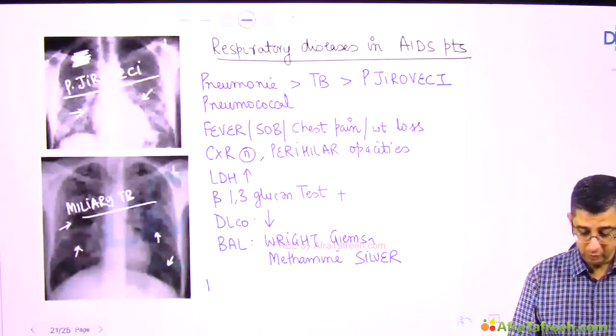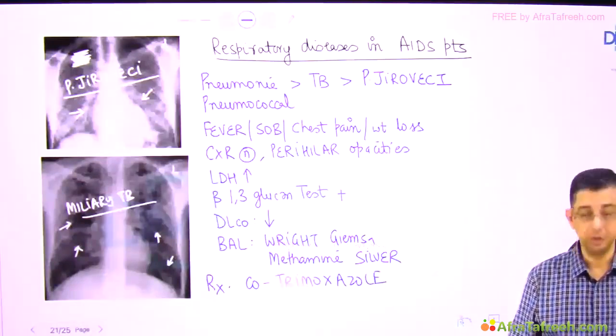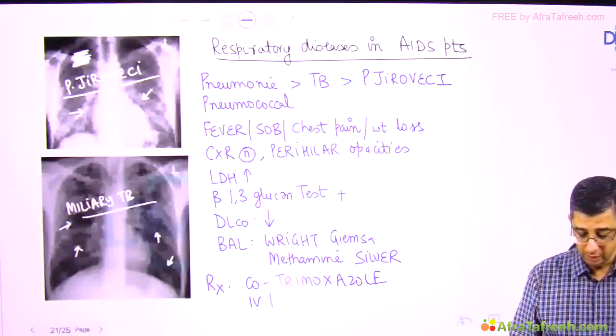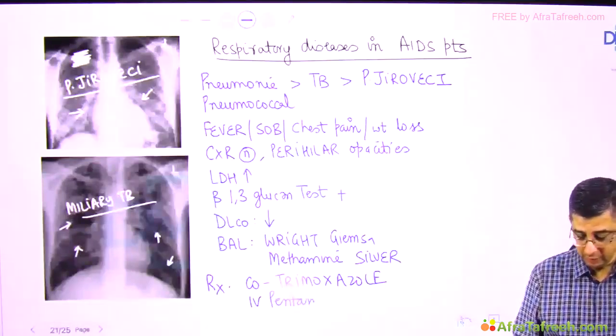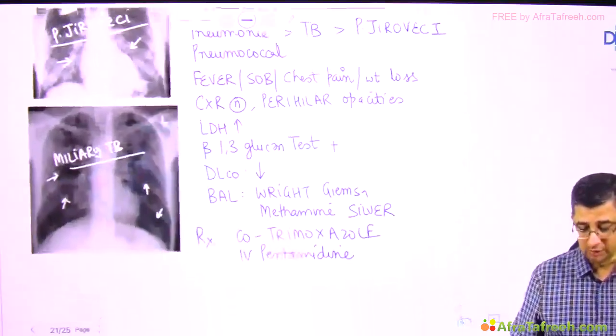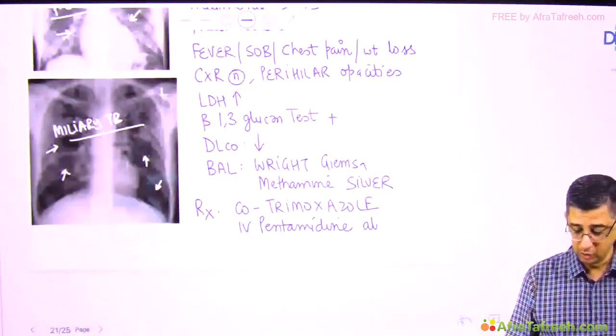For management of Pneumocystis jirovecii, the antibiotic of choice is cotrimoxazole. If the person cannot tolerate cotrimoxazole or there is an allergy to cotrimoxazole, we can also use intravenous pentamidine. Do not be surprised, because pentamidine is useful for prophylaxis of this infection. It is given as a weekly nebulization for prevention, but intravenous pentamidine is also recommended in case the person is allergic to cotrimoxazole or allergic to sulfa drugs.